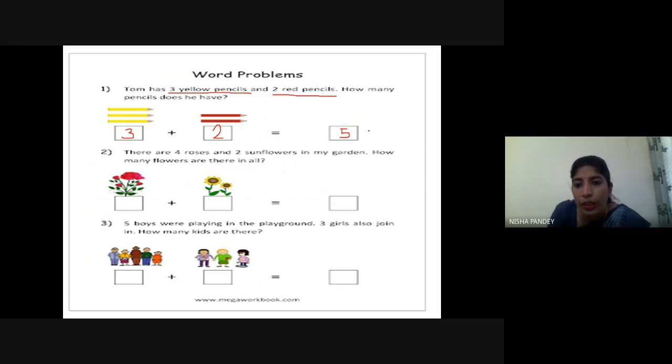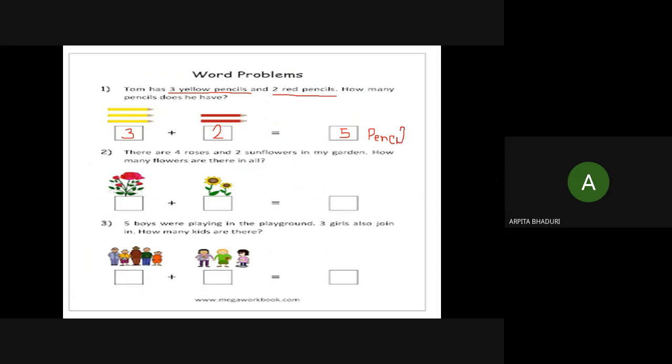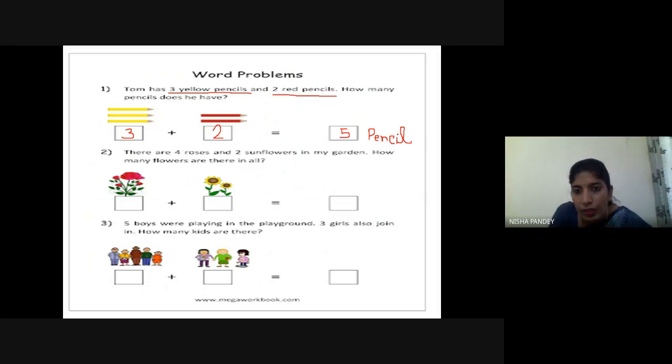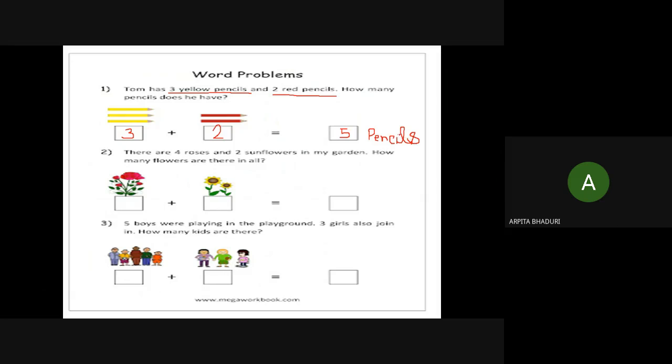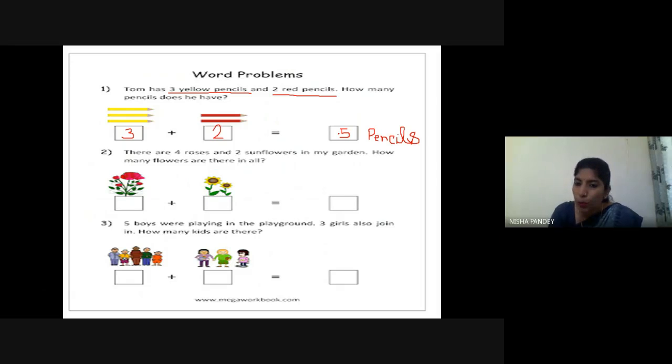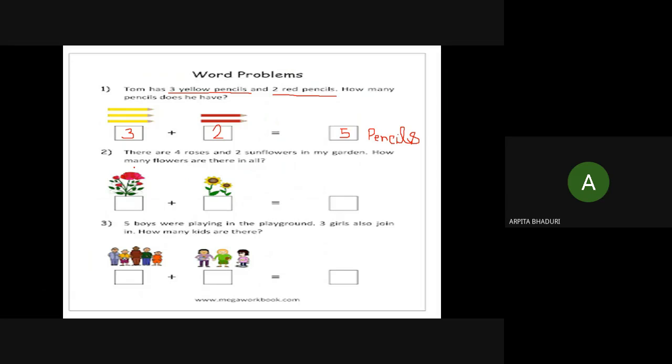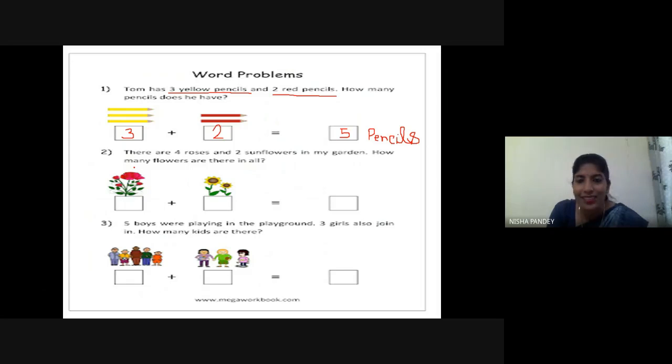Units are not written. This is for practice, and this is a worksheet which is already made by someone, available in the net. So it's okay. But we'll just keep in mind we have to write the unit always. So what will we write, pencil or pencils? Ma'am, pencils, because more than one is there. Is it plural or singular? Ma'am, plural. Yes, it's many, more than one. It means it is plural, and then we will put S here. Right, very good. Okay, let's see the next question.